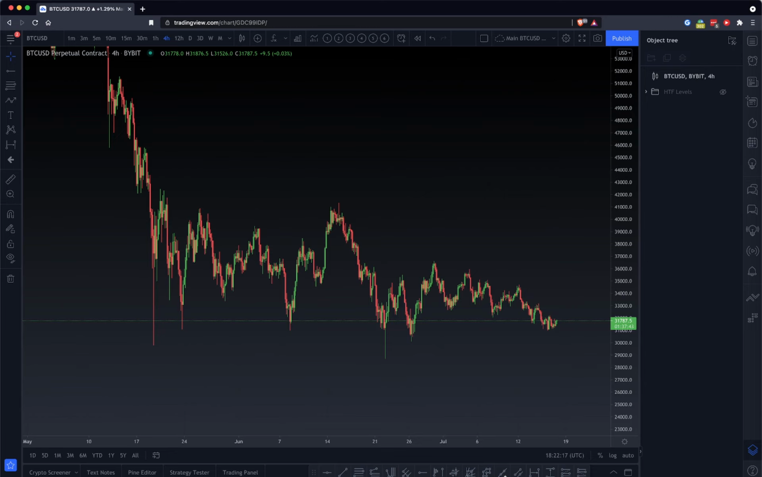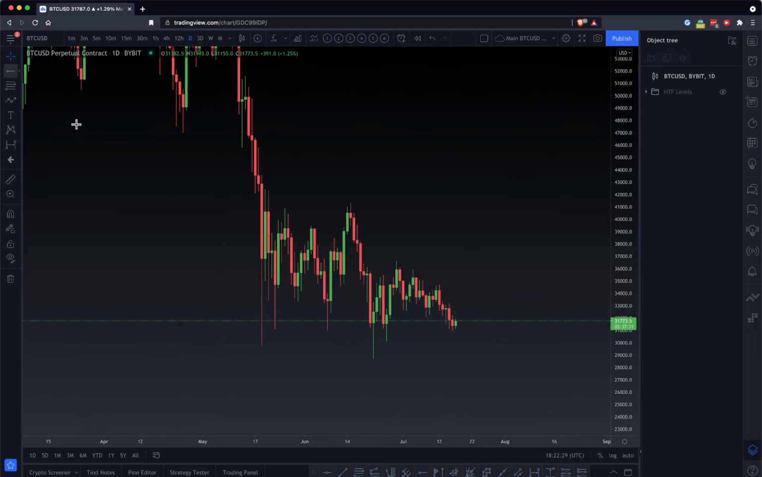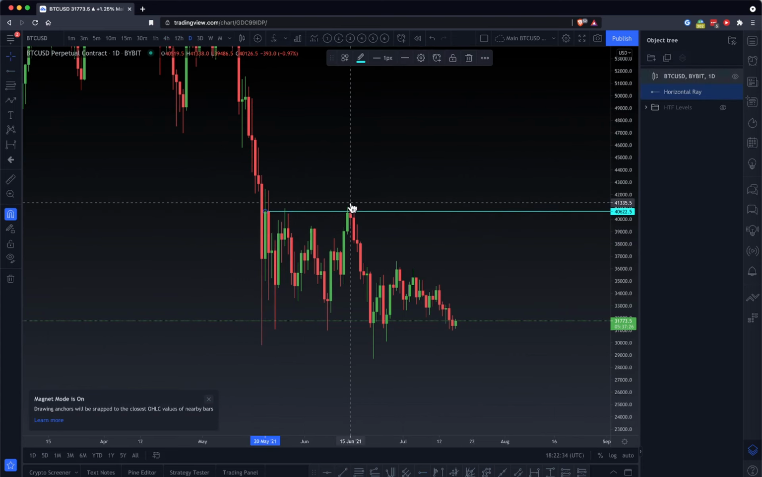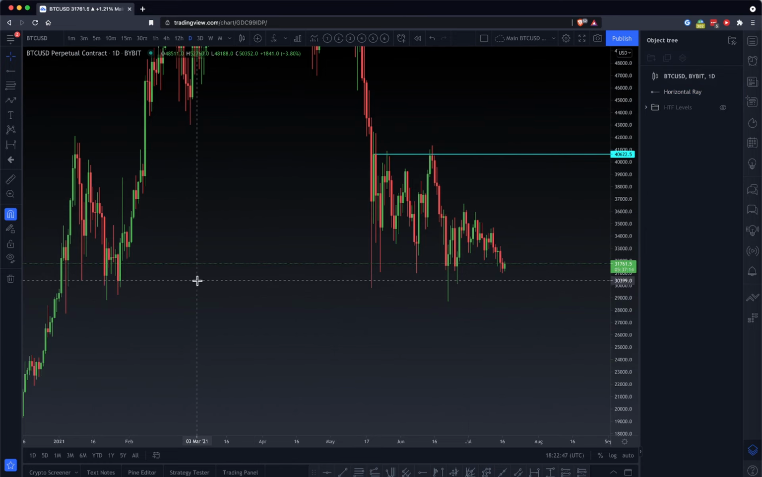So first let's mark the range. The range starts at around here. I would say we had two daily levels here. So this is the start of the range. Yeah, this is the low of the range.